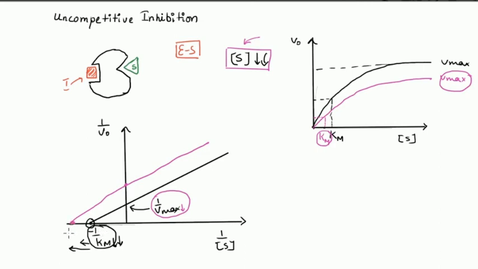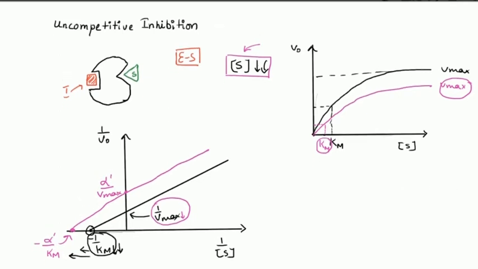So now we have decreased the Km, let's say by a factor of alpha dashed, so the point is minus alpha dashed by Km. And we have also decreased the Vmax, thereby increasing the value of 1 by Vmax by a factor of alpha dashed. Right? So once more, in uncompetitive inhibition, the inhibitor can only bind if the substrate is bound to the enzyme.